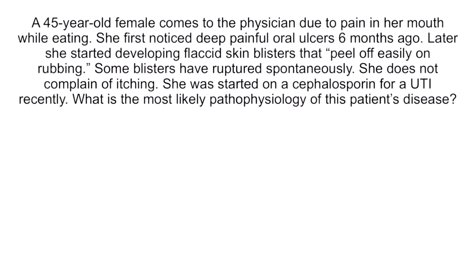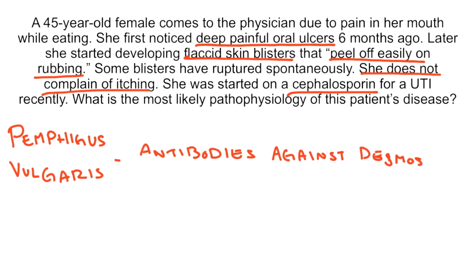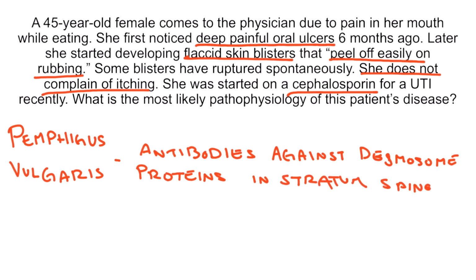This patient presents with classic signs and symptoms of Pemphigus vulgaris. She has deep, painful oral ulcers, flaccid skin blisters with a positive Nikolsky sign, and no pruritus. Medications such as ACE inhibitors and antibiotics such as penicillin and cephalosporins can induce the formation of antibodies in Pemphigus vulgaris and therefore are risk factors for the condition. Remember that Pemphigus vulgaris is a type 2 hypersensitivity disorder with anti-desmoglein 1 and anti-desmoglein 3 antibodies attacking and destroying desmosomes in the stratum spinosum. This results in flaccid bullae with a positive Nikolsky sign.